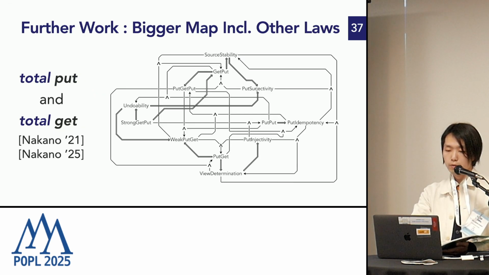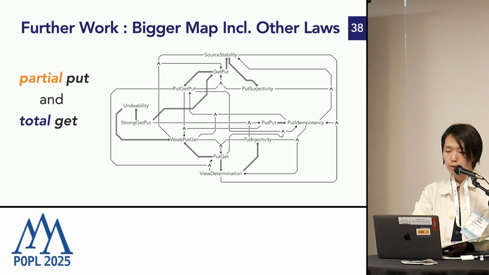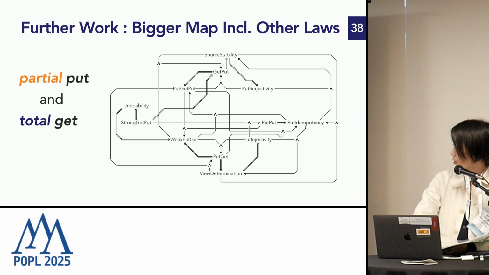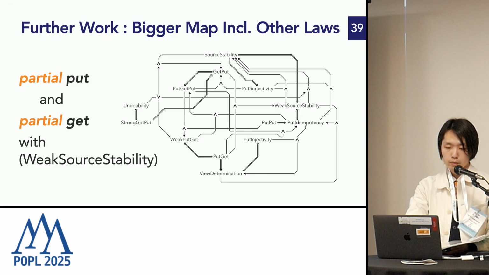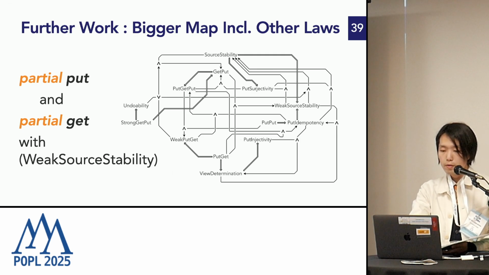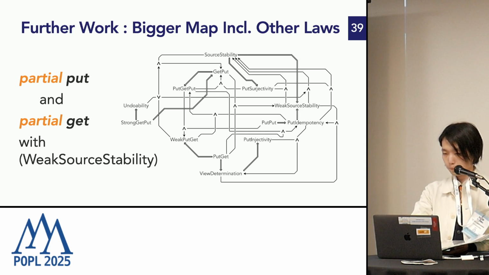Another further work is to illustrate the bigger map, including other lens laws. This figure indicates the implications among 12 lens laws when both get and put functions are total, given by Nakano. And this is the map when only the put is partial. Some implications do not hold in this case. And this is the map when both get and put functions are partial, where certain implications among certain lens laws, including weak source stability, are shown.